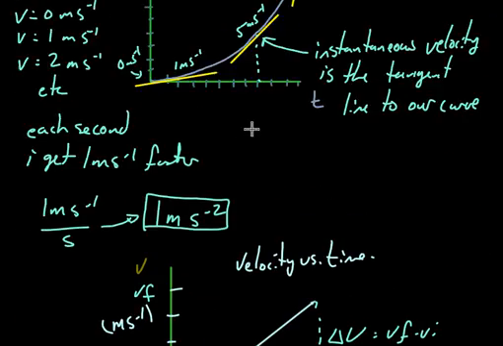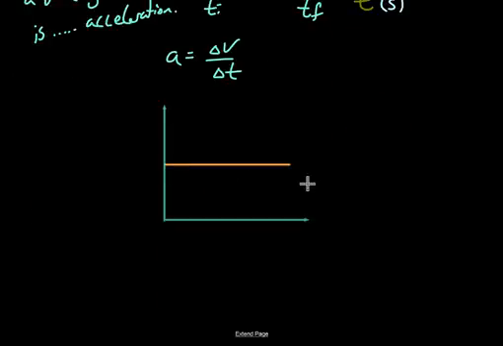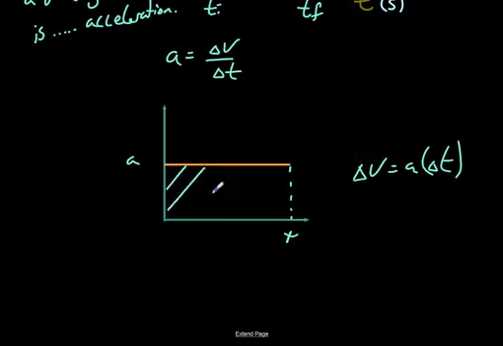But now something is happening on it. We've got a straight constant acceleration, right? Well, if we rearrange this formula, it becomes delta V is equal to A times delta T. Here's my time. Here's my acceleration. Acceleration times time is the area. Area under an acceleration time graph is velocity change.